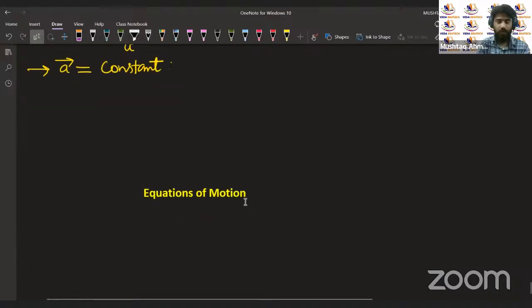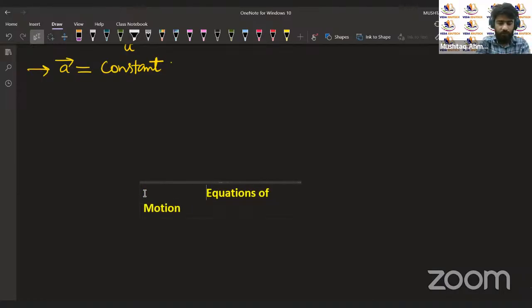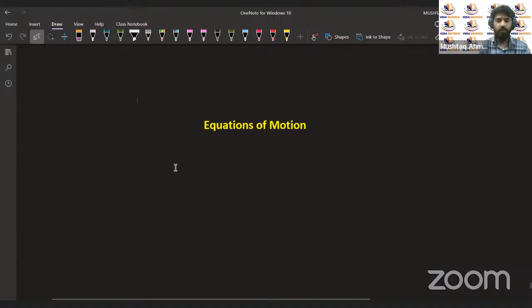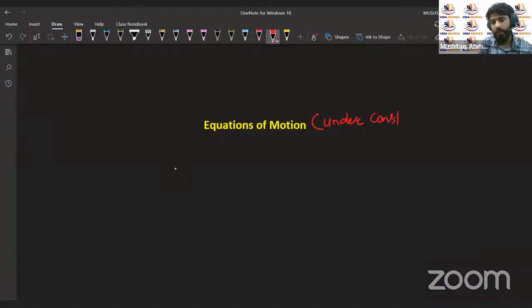So now in this section, we'll be discussing the different equations of motion, right? And in particular, we study the equations of motion only when the acceleration of a particle or system is constant. We can say: equations of motion under constant acceleration.